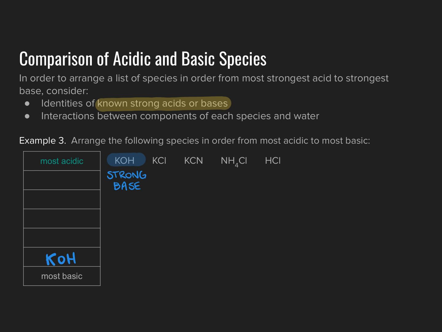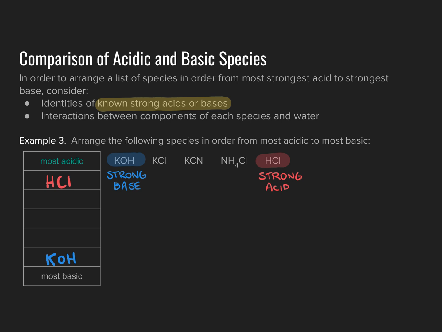Now, conversely, looking at the very end of our list of 5 here, I have HCl, that is hydrochloric acid. Hydrochloric acid is one of these strong acids we asked you to memorize in an earlier lecture. And as such, I'm going to list hydrochloric acid at the top here as the most acidic species present. And that really now leaves us with 3 species, that is potassium chloride, KCl, potassium cyanide, KCN, and ammonium chloride, NH4Cl, that remain to be placed in order.